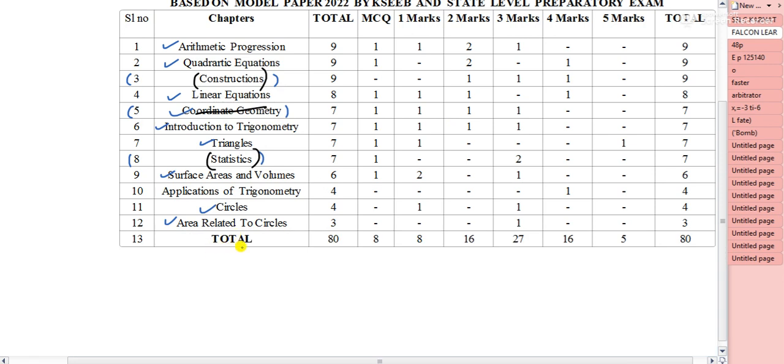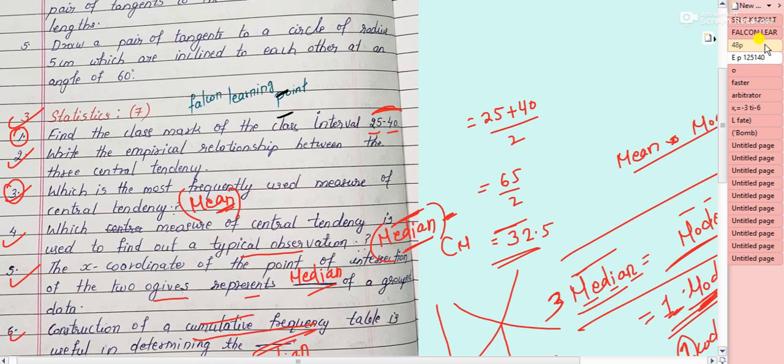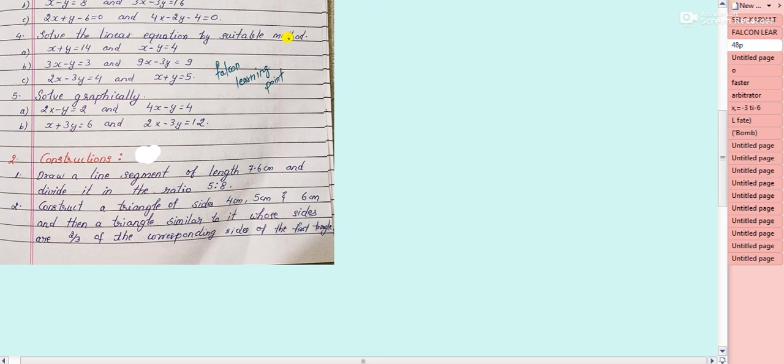Now coming to the last chapter, that is construction. It consists of 9 marks. This time they are going to give it for 9 marks. So let us see how to solve them. The first question is, draw a line segment of length 7.6 and divide it in the ratio 5:8.